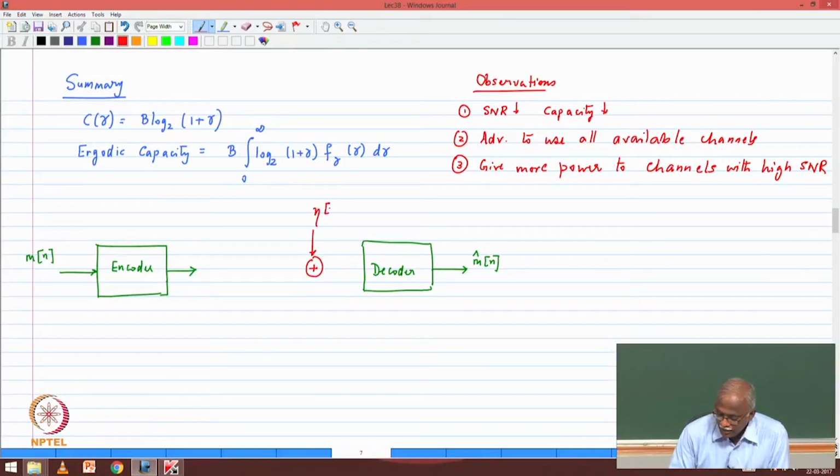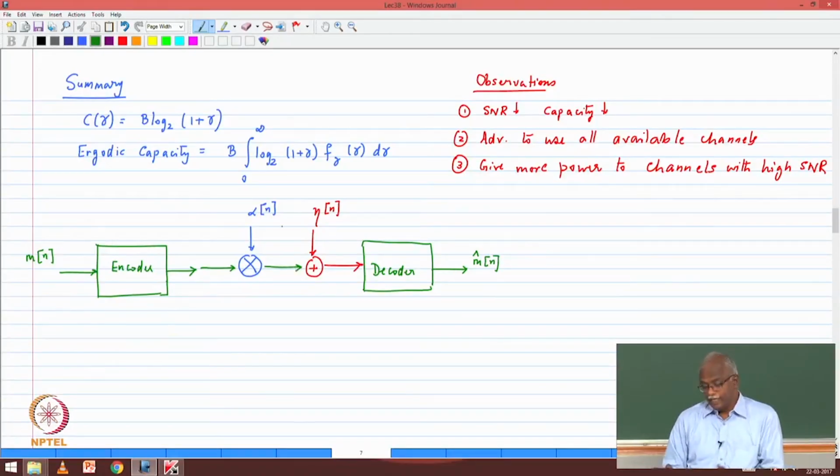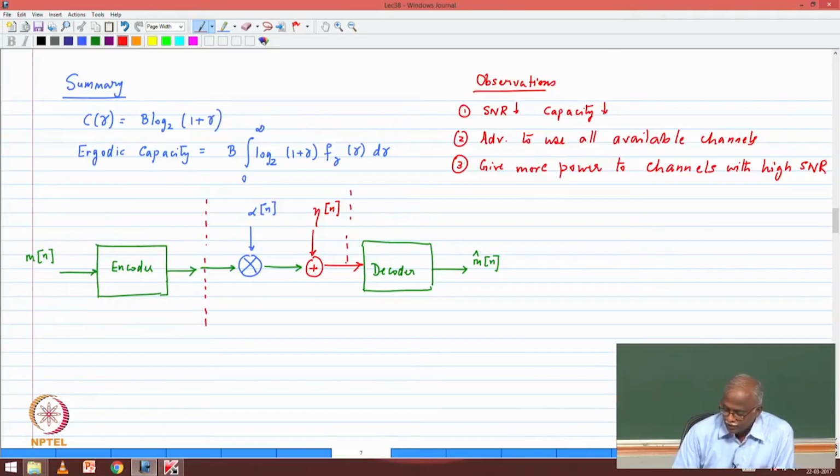So where it's additive noise. Okay, and what we have is a situation where there is another impairment that comes in the process. It's a multiplicative impairment, and that is the fading coefficient. So basically what we have is a situation where there is fading and then AWGN, and so for us the definition of the channel is from the output of the encoder to the input of the decoder.